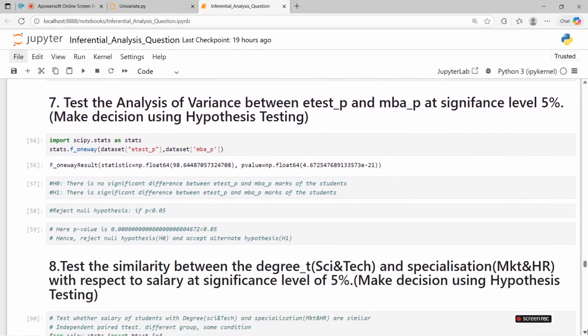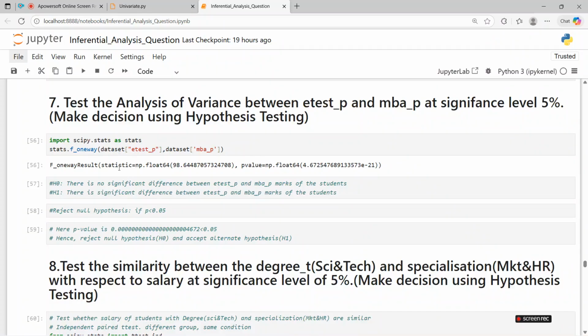So the next question is, we need to test the analysis of variance between entrance test marks and MBA marks at significance level 5%. We need to make the decision using hypothesis testing. So for that we are importing scipy.stats, and this is ANOVA one way, as we are doing the analysis of variance between the columns. We are taking the function f_oneway for performing it. We are passing the entrance test marks and MBA marks for which we need to perform the analysis of variance.